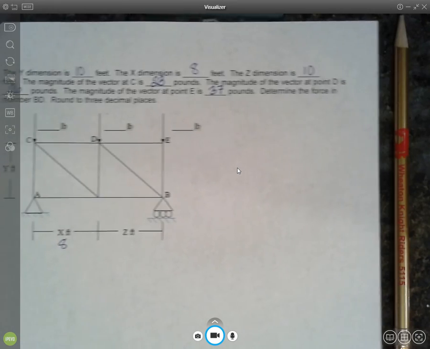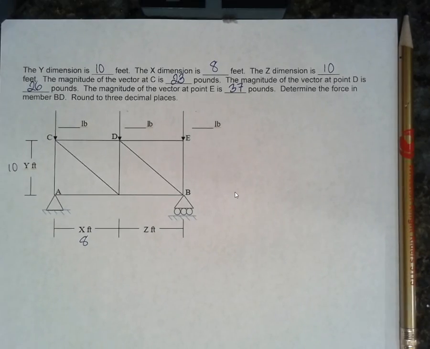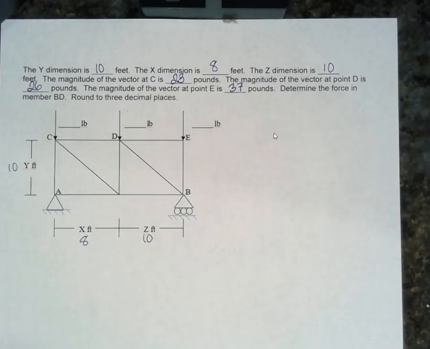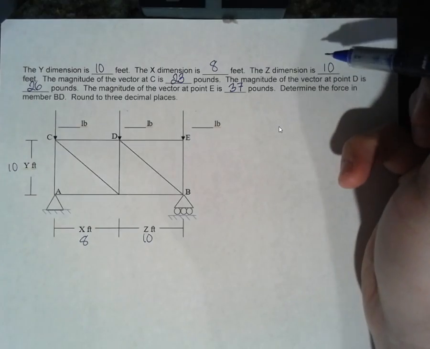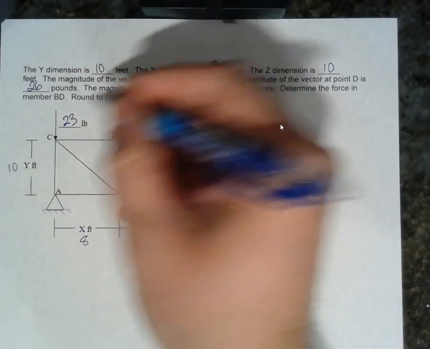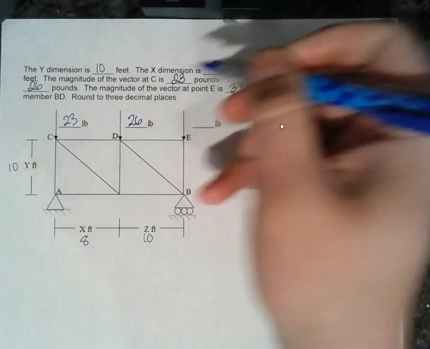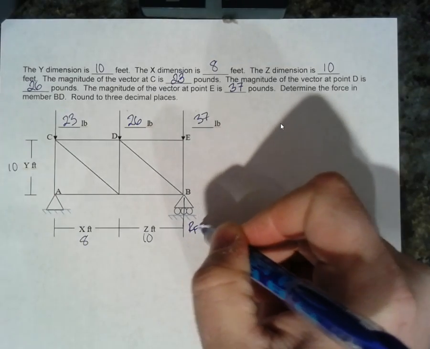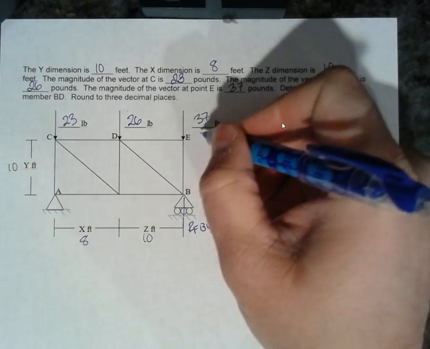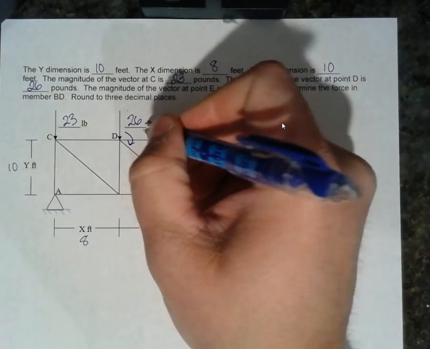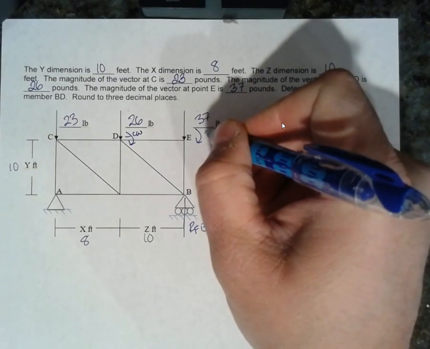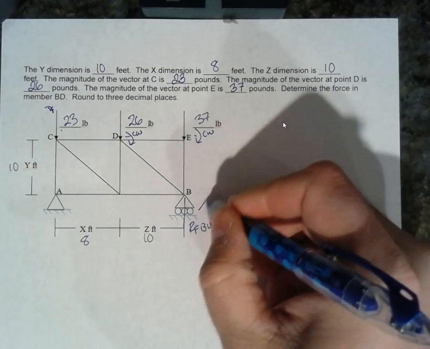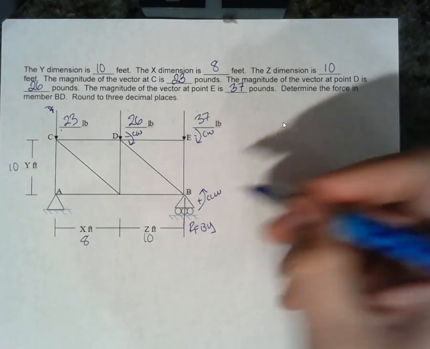So here we go. We've got Y dimension of 10 feet, X dimension 8 feet, and Z dimension is 10 feet as well. And C, let's see, it says 23 pounds, and D is 26, and E is 37. And just like we had to do before, we have to calculate our reaction force at B in the Y direction. This one would cause a moment. This one would cause a moment. Both negative clockwise moments. And this one would not be a moment at all. And so this one has to go counterclockwise and be a positive moment.